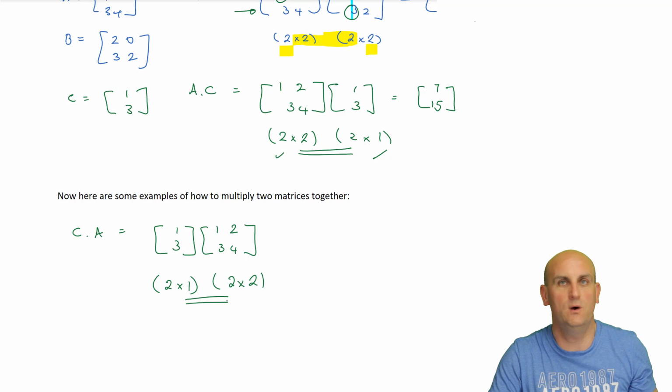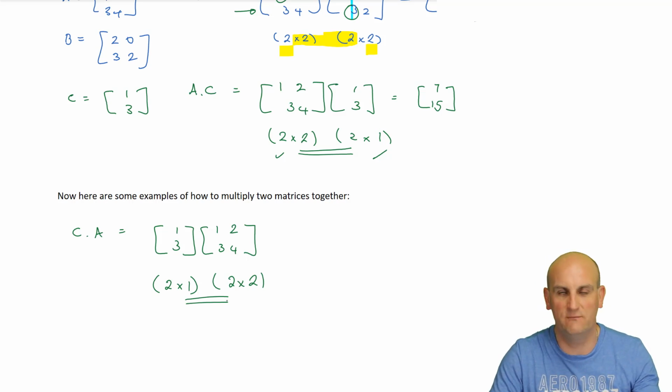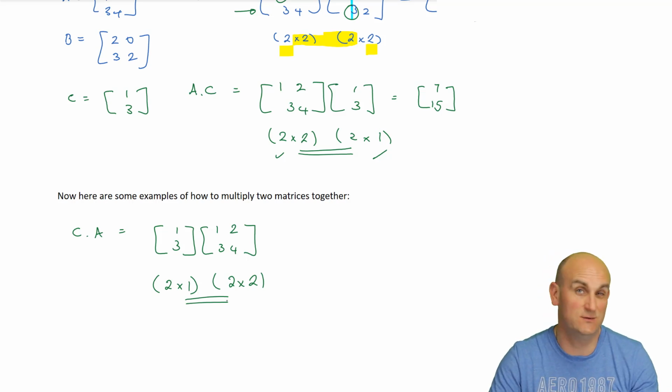So if a question then says to you, are the following things defined, as in A times B or 2A plus C or whatever else, then what they're asking you to do is check to see whether they can multiply together.